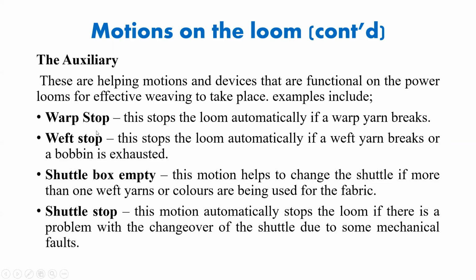Examples include warp stop motion, weft stop, shuttle box empty, shuttle stop. So when there is a warp stop, this stops the loom automatically if a warp yarn breaks. So you go, then you amend it, then you set the machine to operate. Weft stop: this stops the loom automatically if a weft yarn breaks or a bobbin is exhausted. So you go, then you fix, then you continue the process. The same thing applies to the rest.